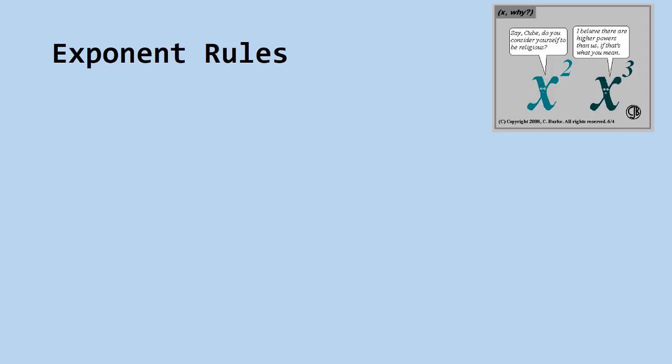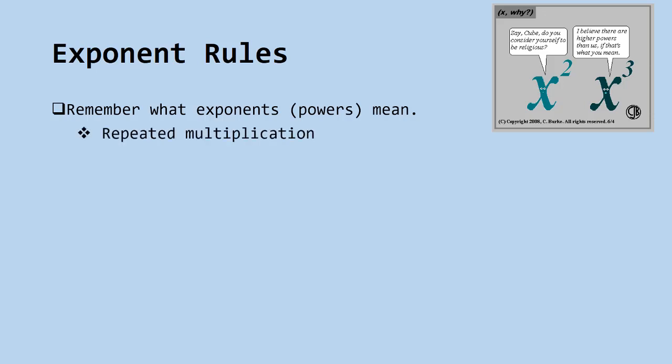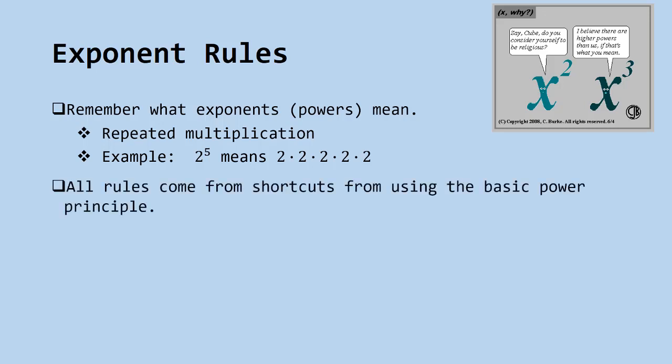This lesson will not only go over what the exponent rules are, but I'm going to demonstrate where they come from, so that you can better understand them. Remember what exponents or powers mean. Repeated multiplication, and an example would be 2 to the 5th means 2 times 2 times 2 times 2 times 2. All the rules come from shortcuts from using the basic power principle.